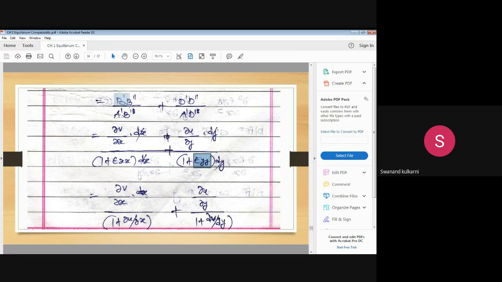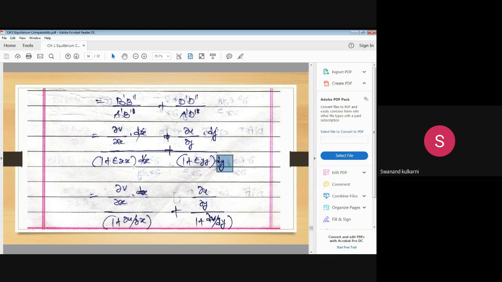Then what is the value of b'b''? The value of b'b'' is ∂v/∂x into dx. Value of d'd'' is ∂u/∂y into dy. Value of a'b' is referred to be 1 plus epsilon xx dx, and a'd' is 1 plus epsilon yy into dy. Is it okay? So we can refer to these things here and substitute the values by cancelling the terms. Suppose dx is common, that is cancelled. dy is common, which is cancelled from numerator and denominator here. What we got? ∂v/∂x upon 1 plus epsilon xx.